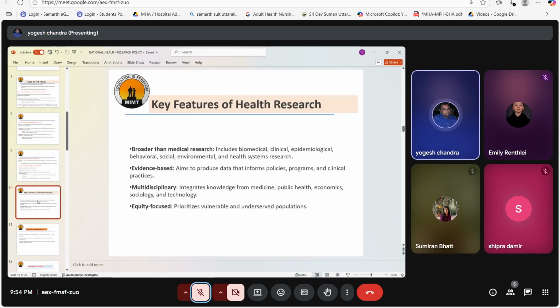Second, whatever research there is, it is going to be evidence based, whether it is health research or clinical research, and it is multidisciplinary, particularly health research. A medicine part is there, public health part is there, economics, sociology, and technology are also there. So health research is multidisciplinary. In clinical research, it may not be multidisciplinary; public health will not be there. Then it should have an equity focus. Means whatever you have to prioritize, the underserved population or vulnerable population, this health research focuses on them so that we can address their problems.